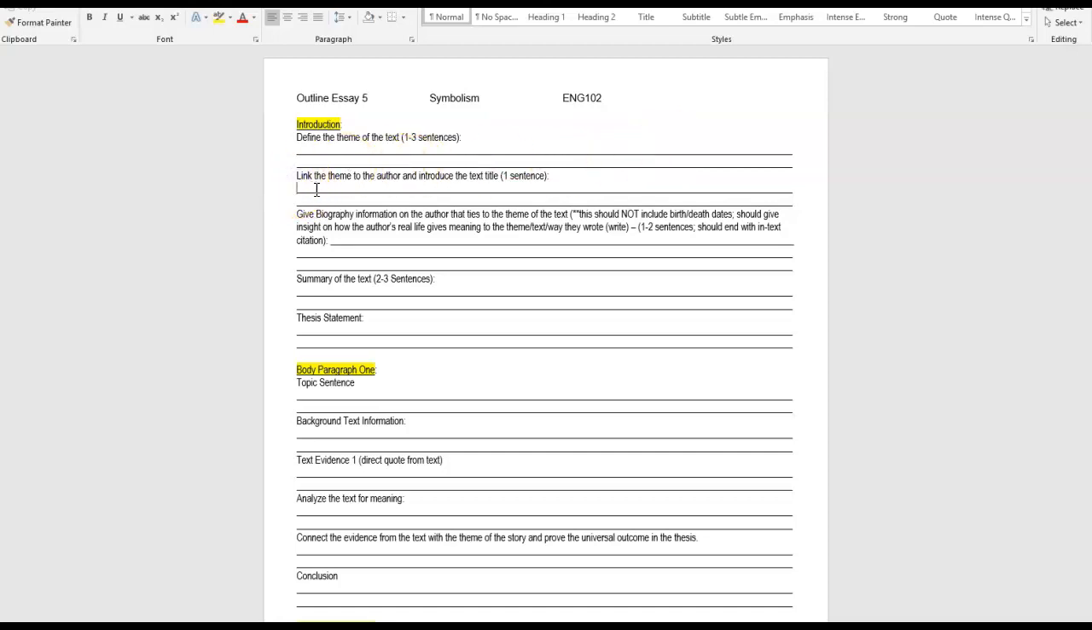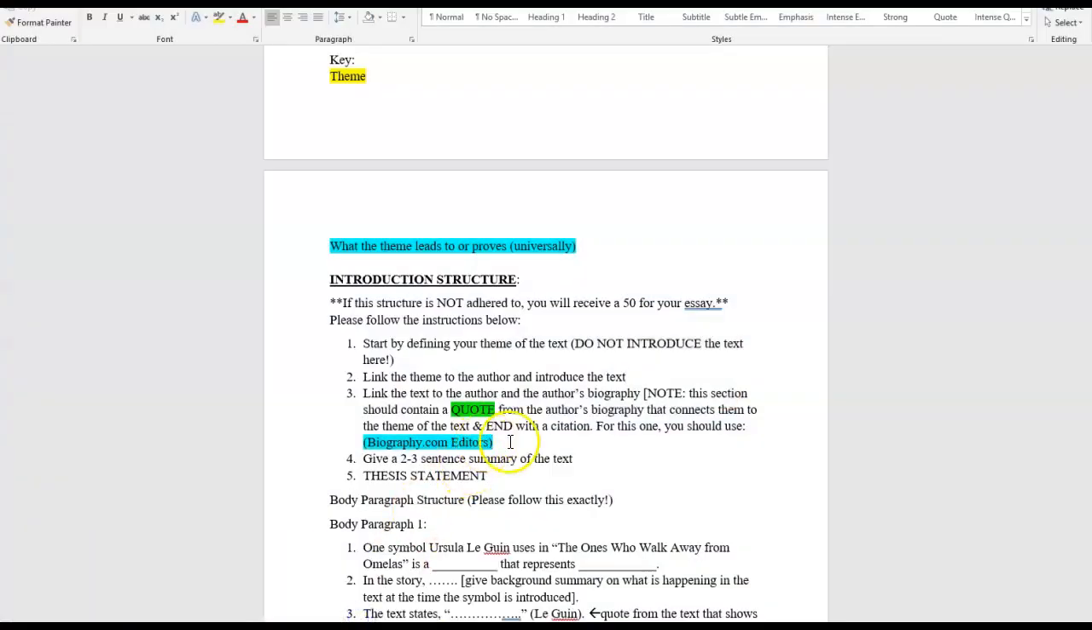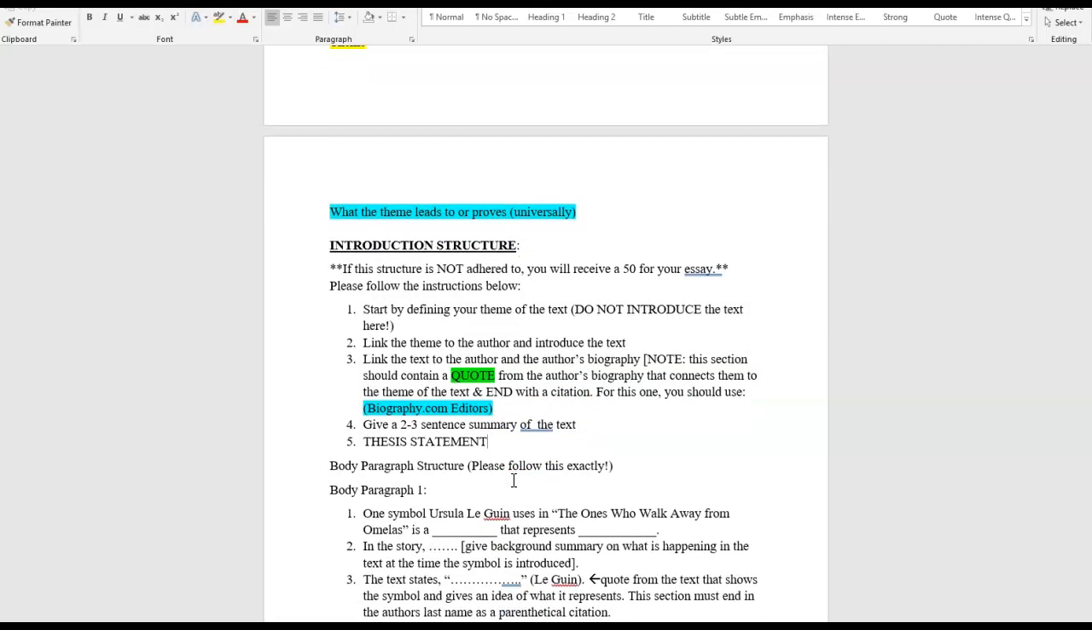Link the theme to the author and introduce the text title. This theme can be seen in many short stories. One in particular is. Le Guin experienced this theme in her own life when. Make sure that you have a citation at the end of the biography information. That is also given right here in the introduction structure where it says biography.com editors. Then you will give a 2 to 3 sentence summary of the text and a thesis statement.